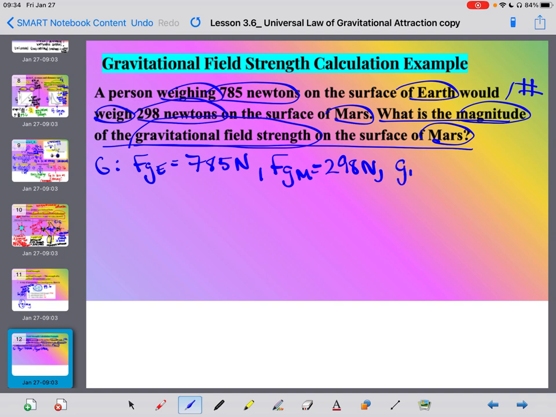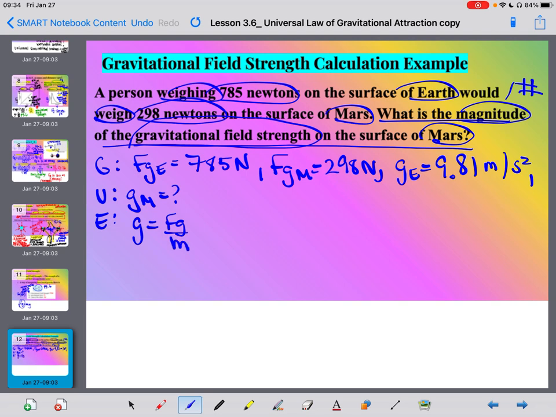I know that g on Earth is 9.81. You can write meters per second squared or newtons per kilogram, whatever you want to do. So just because I'm in the habit, I like meters per second squared better, I'm going to continue to write that. My unknown is gM. I don't know what that is. And my equation is g equals Fg over m. But I've come to a roadblock. I don't have m here.